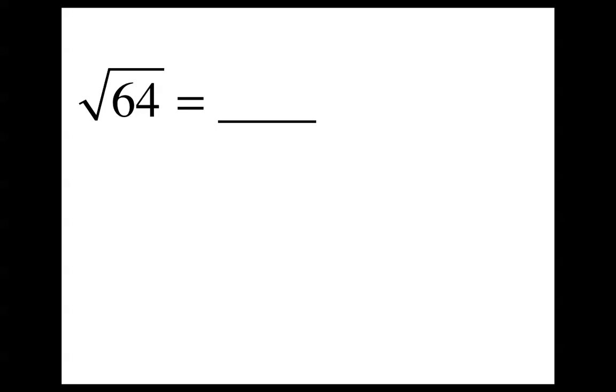All right, the square root of 64. Is that a rational number or an irrational number? Well, the square root of 64 is 8, and 8 is a rational number because you can write it as 8 over 1. What about the square root of 4? That's rational as well because it's 2. All whole numbers are rational because you can always write them as 2 over 1 or 8 over 1.